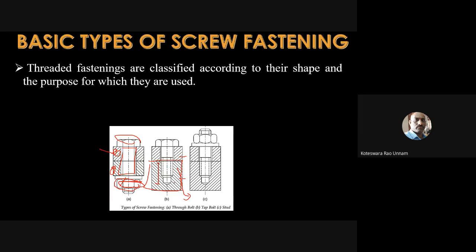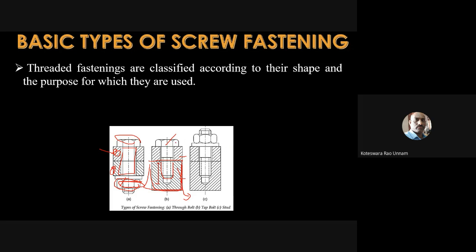In the case of this tap bolt, you only have a bolt, you don't have a nut. But to create the joint, the second member which we are going to join has a threaded portion in itself. Once you insert this thread into it, these two form a joint. This type of joint we call a tap bolt. You also have tap screws.